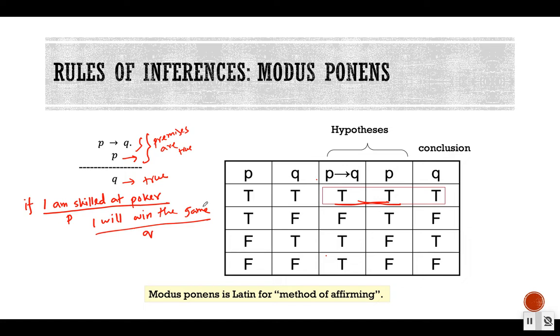Let's assume this is true. Now someone is saying I am skilled at poker. That means P is true. This hypothesis is already telling you that if you are skilled at poker you are going to win the game. Now you are skilled at poker, which means that Q is true. It means that you will win the game. So this is known as the method of affirming.